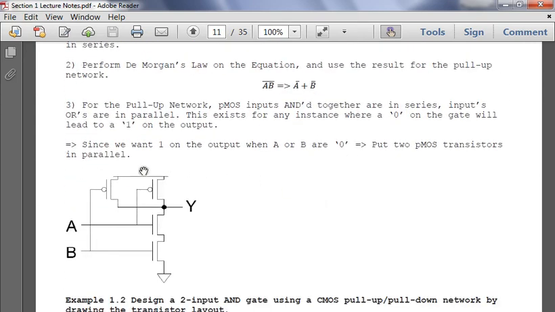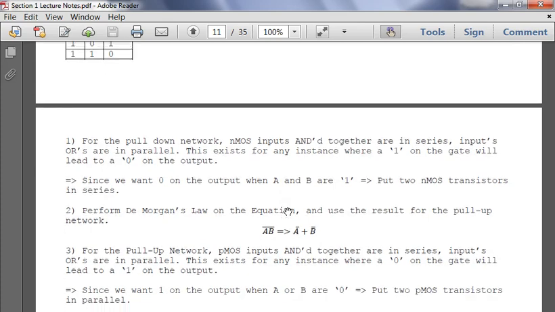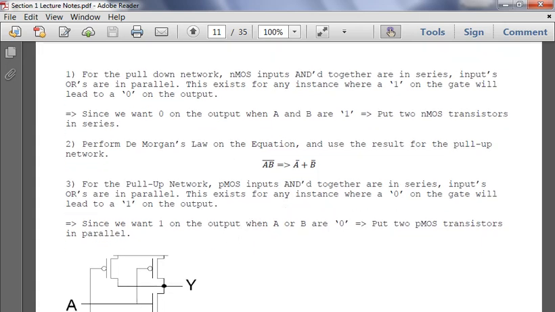So let me scroll down here. Just so you know, that's the solution. That's the only thing I'm really going to expect you to put on the TGO. Everything else is to explain step by step. So for the pull-down network, the NMOS inputs ANDed together are in series. So this is NOT of AB, right? The NMOS transistors are down here, and as you can see, they are in fact in series. And then you perform De Morgan's law. So NOT of A and B becomes NOT A or NOT B. ORs are in parallel, so you can see these are in parallel.